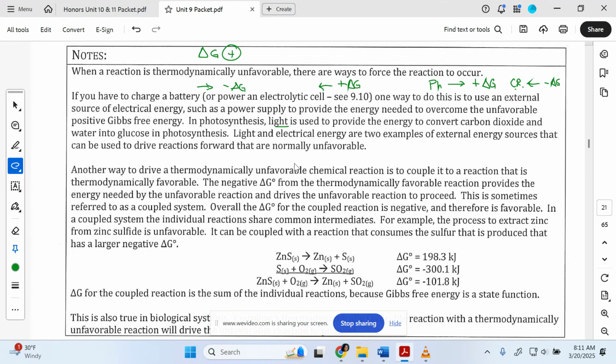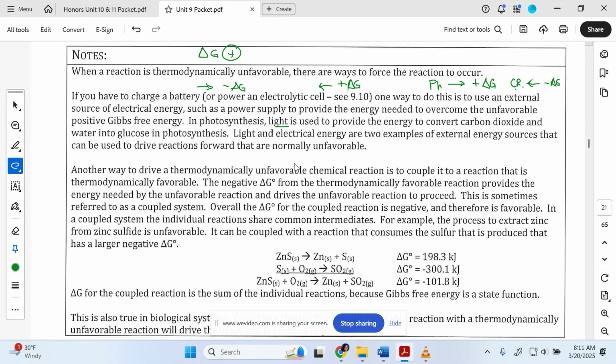So it's going to have a positive delta G. A positive delta G then requires an external source of energy. In photosynthesis, that is light. Light provides that extra boost, so they are able to drive reactions forward that are normally unfavorable. Those are a couple examples from your life that you're kind of aware of already.